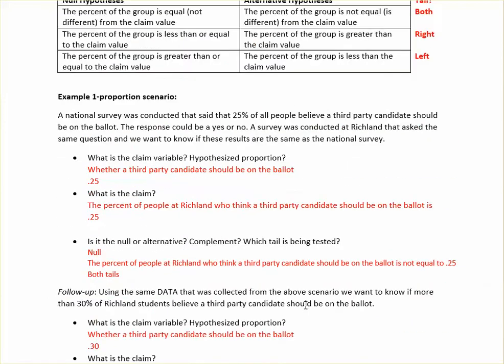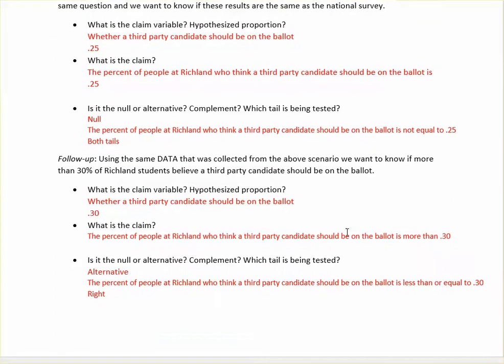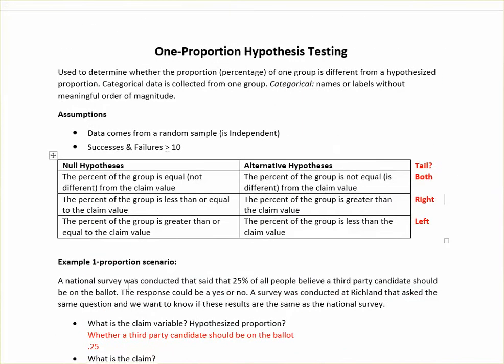And then which tail is being tested? Well, since we started here, our complement is this one, and our tail is right. So there you go. I hope that helps.